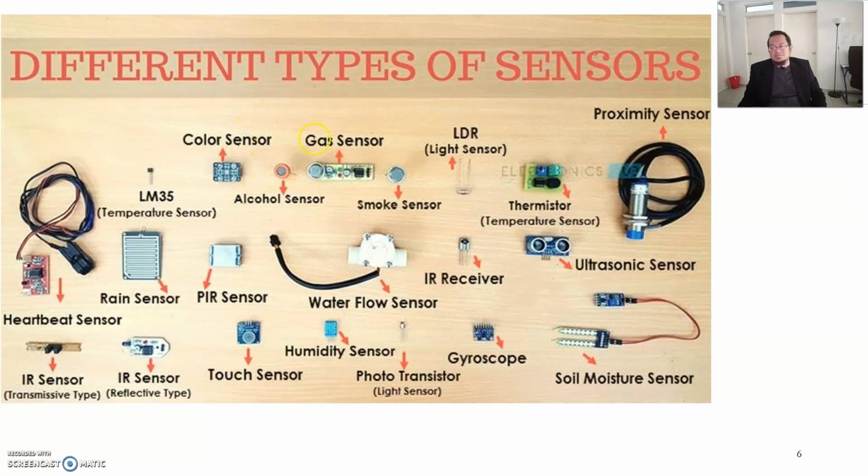These are some examples of sensors. We have a lot of types of sensors out there. Temperature sensors, alcohol sensors, smoke sensors, light sensors, and so on and so forth. And this is not all. Actually, there are hundreds more types of sensors out there. You can search around if you want to.